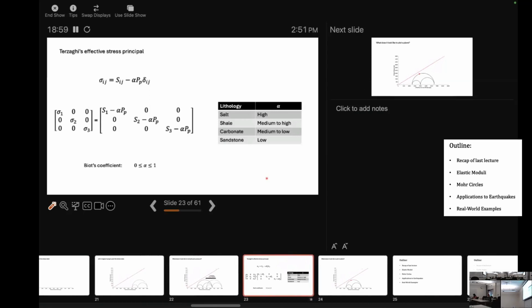So salt is very chemically different than the others. Carbonate is chemically different than the others. Shale and sand are chemically much more similar. But what makes the Biot coefficient different? If I had to sum that up with one word, I would say ductility. I'd say the difference is ductility. Okay. Yeah.